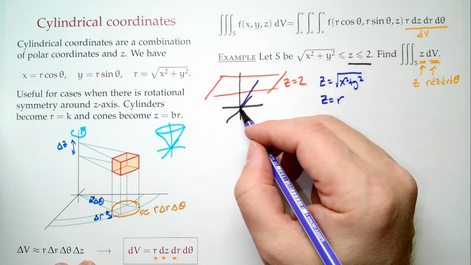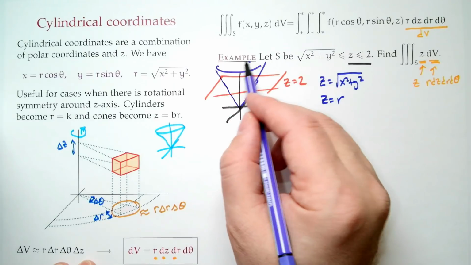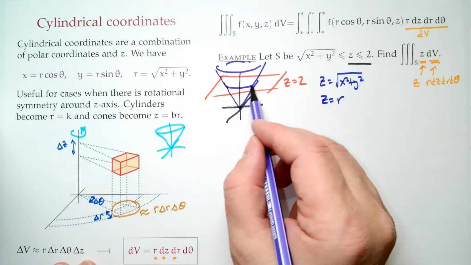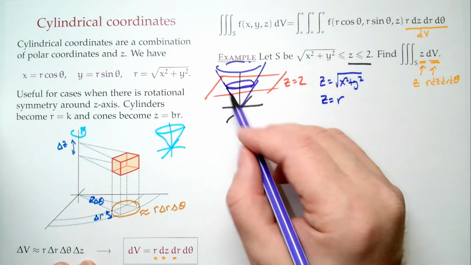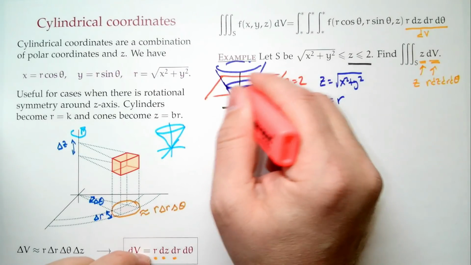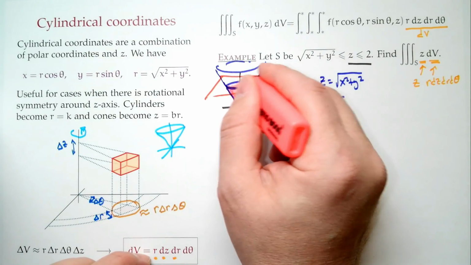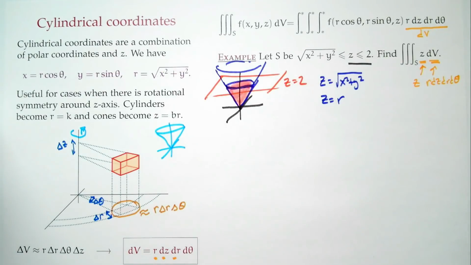Now, it's actually going to keep going for a long ways. But what we're going to do is stop where it hits the plane z equals 2. So our region is essentially this cone. All right, so there's our region.